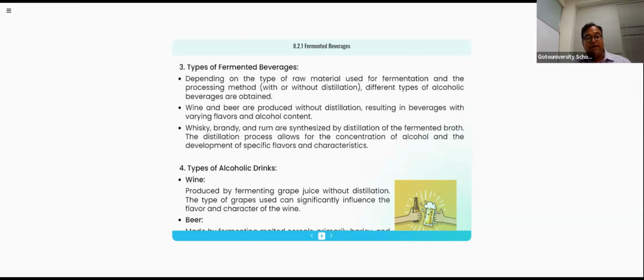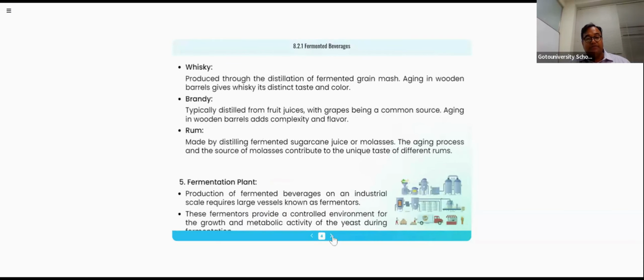You know very well the wine is prepared with the help of the yeast, and wine and beer are obtained without fractional distillation, right? Now we are entering into brandy, rum and whiskey, which are obtained with fractional distillation, right? So in the fermenter, basically the waste products should be removed.